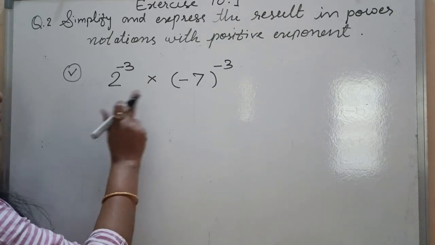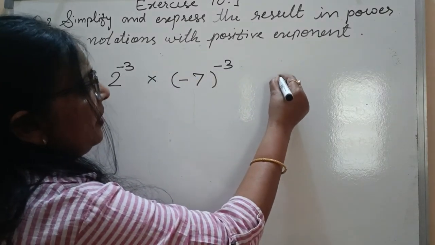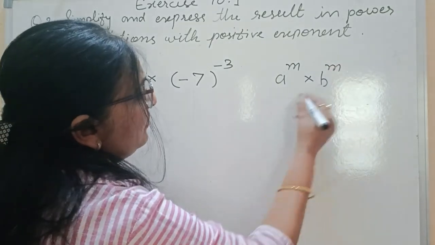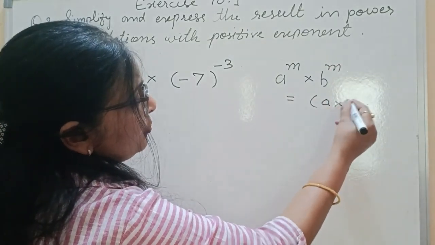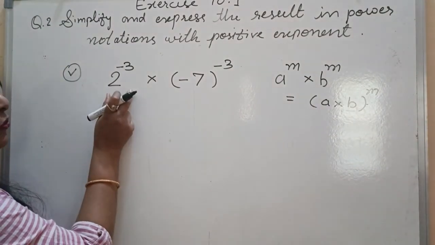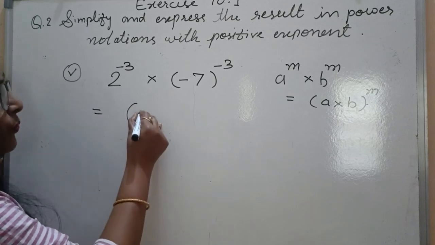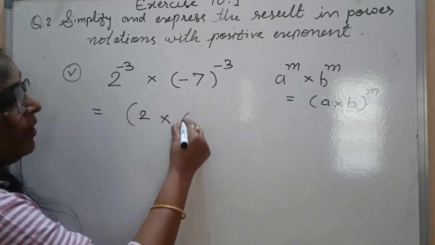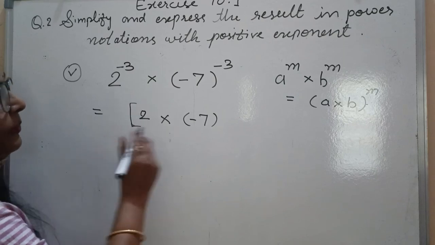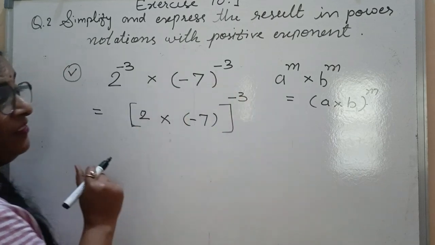Now come to the last sum from question 2. Here again, which law can you use as bases are different and powers are same? You can write a^m into b^m is equal to (a into b)^m. Okay. Now here this is your a, this is your b. So what can you write here? 2 into minus 7. Okay. This I will keep in square bracket, and raised to the power minus 3.